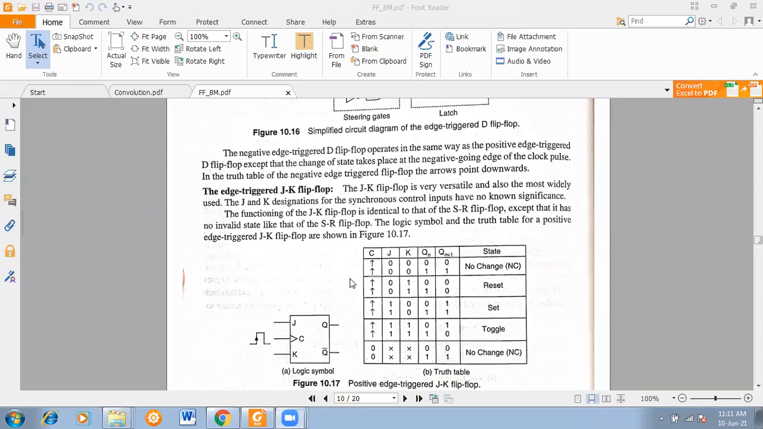The no change condition, set condition, and reset condition are all present in the JK flip flop. But here we can avoid the S equal to R equal to 1 problem. Here we can apply J equal to K equal to 1. That means both the inputs are high, and we still get a specific output, something different from the no change, set or reset conditions. So both inputs may be high here.